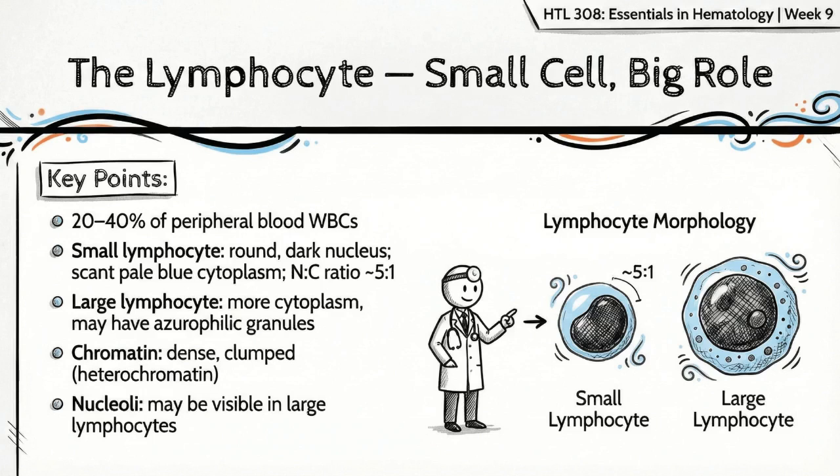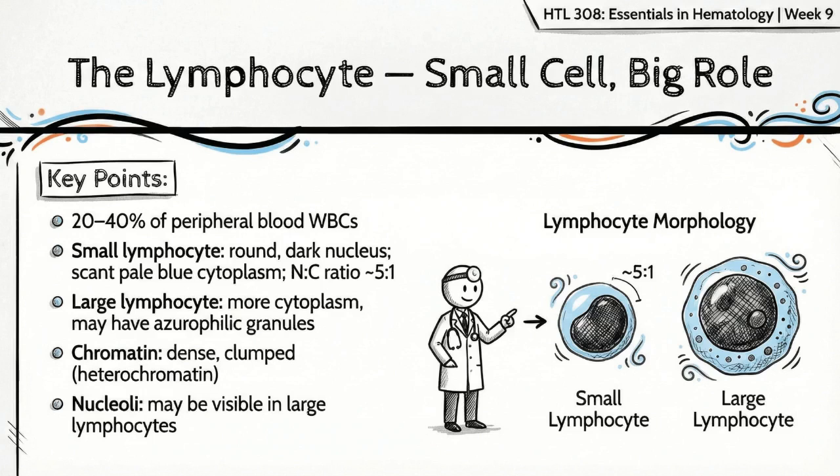This distinction is critical, as blasts typically exhibit a more immature appearance with fine, dispersed chromatin and often prominent nucleoli, unlike the mature, clumped chromatin of lymphocytes, even reactive ones. Now, here's something important to remember: lymphocytes are divided into B cells, which mature in the bone marrow and are responsible for antibody production, and T cells, which mature in the thymus and mediate cellular immunity.